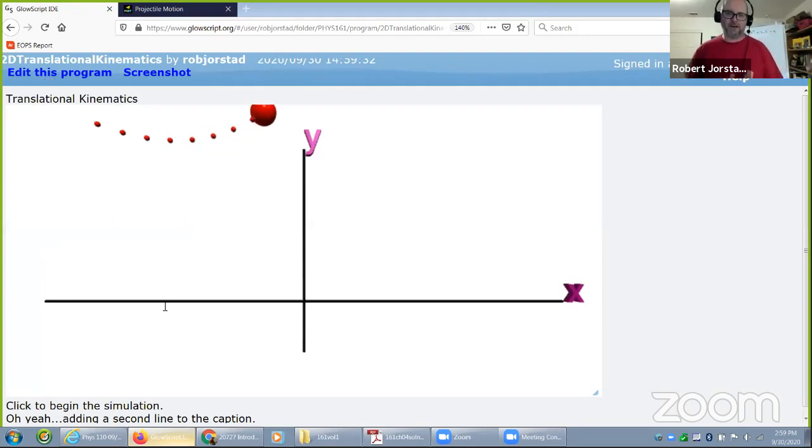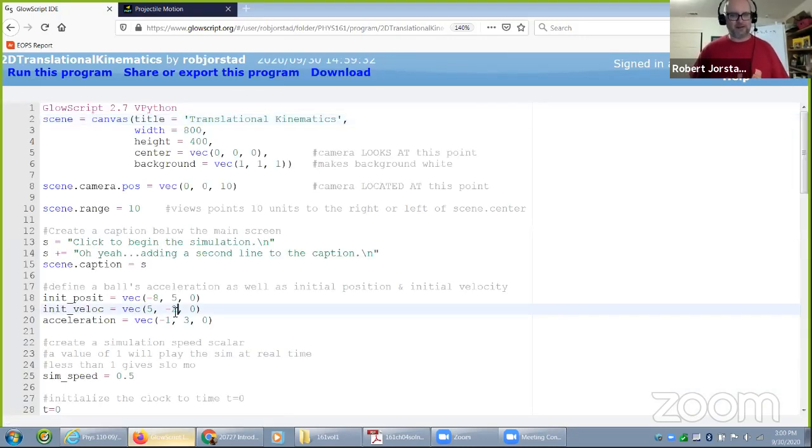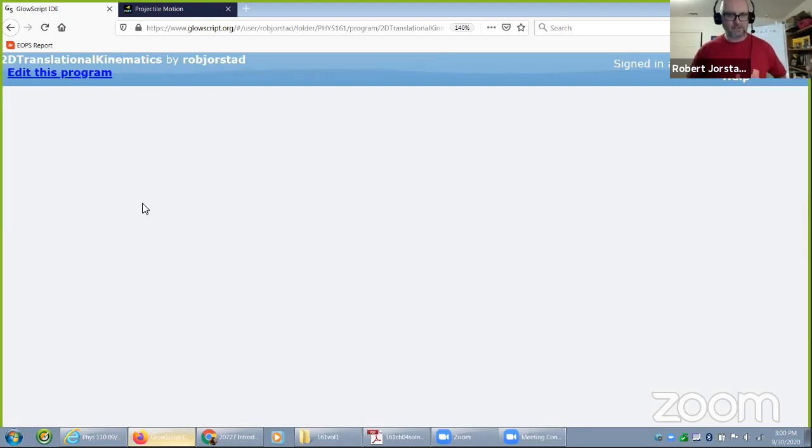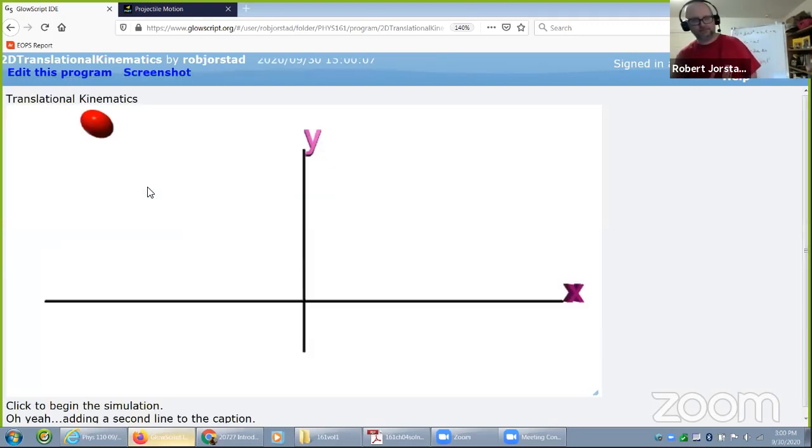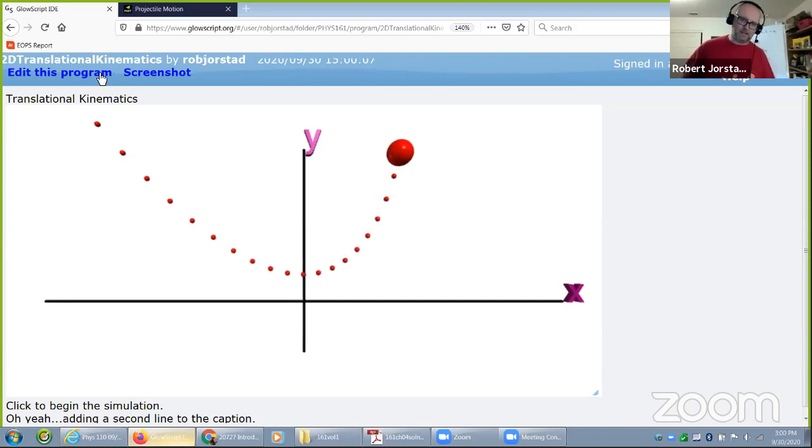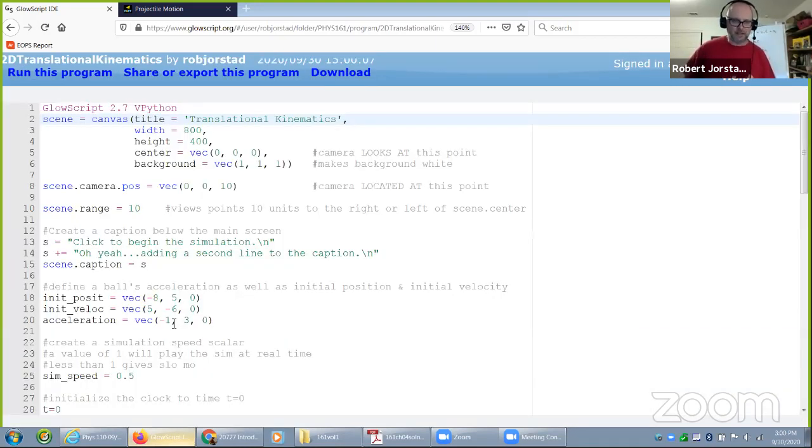Whoa, looks like I went too far the other way. All right, so let's try that. There it goes. It's going downwards. It should start going upwards here in a minute. And we may even see it start to go to the left in a minute. Oh, it didn't quite get there. Let's jack up that acceleration.